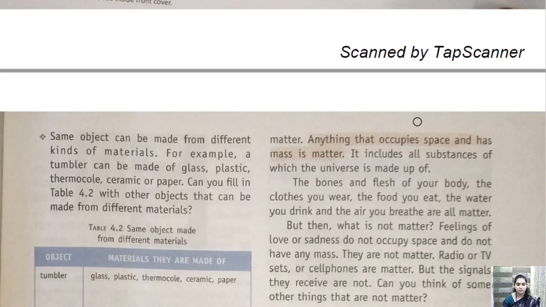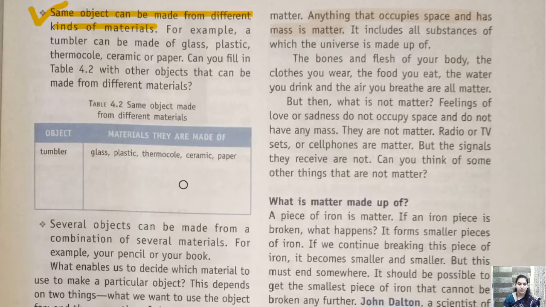This is important. Coming on to the next point. This is also important. Please tick over it. Same object can be made from different kinds of material. Even the same object can be made up of different kinds of materials. Like we have taken the example of tumbler. A tumbler can be made from steel, from paper, from plastic, even from copper. So one object can be made from different materials, and one material can be used to make different objects. These are the 2 points that are important.